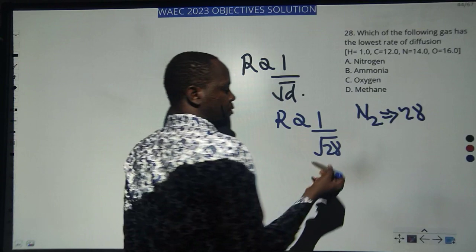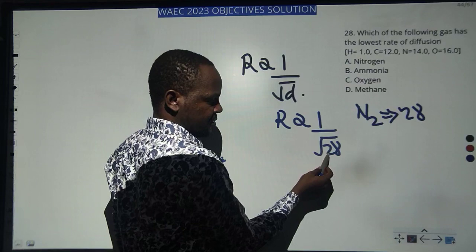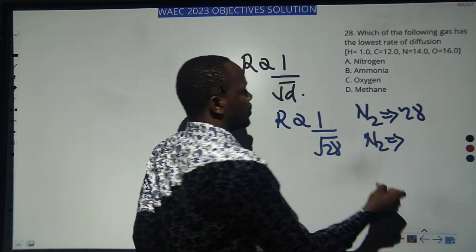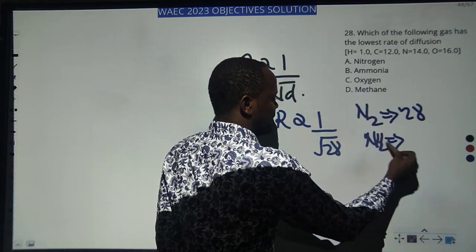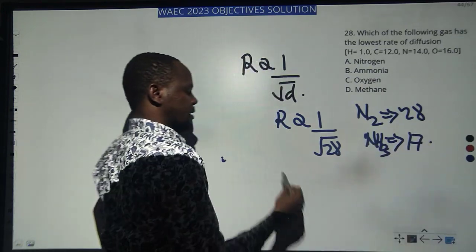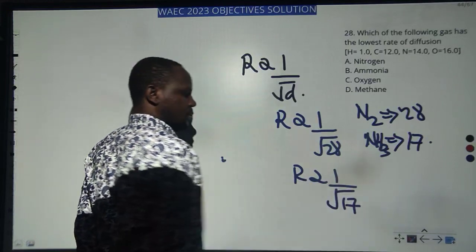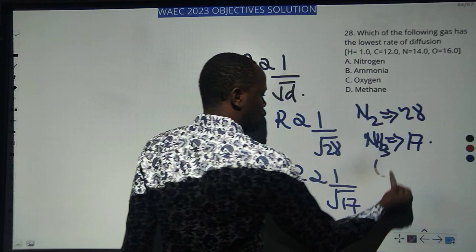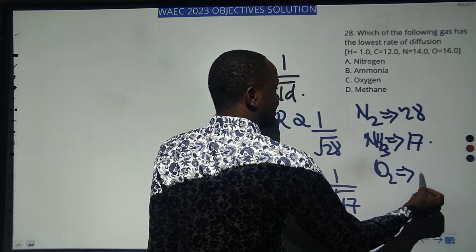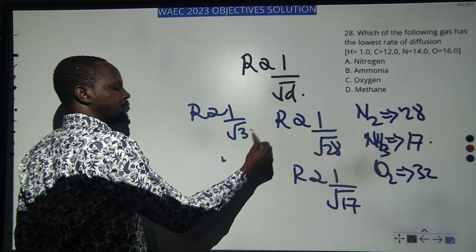You know what this means? If you don't know it, you need to understand. So we are looking for values. Just say, if the rate is this one, square root of 28, the other one will be ammonia, not N2, NH3. Apologies. This is 14 plus 3 is 17. So the next one is square root of 17. And we are looking for the next one. Oxygen is O2. 16 twos are 32. So the next one is square root of 32.